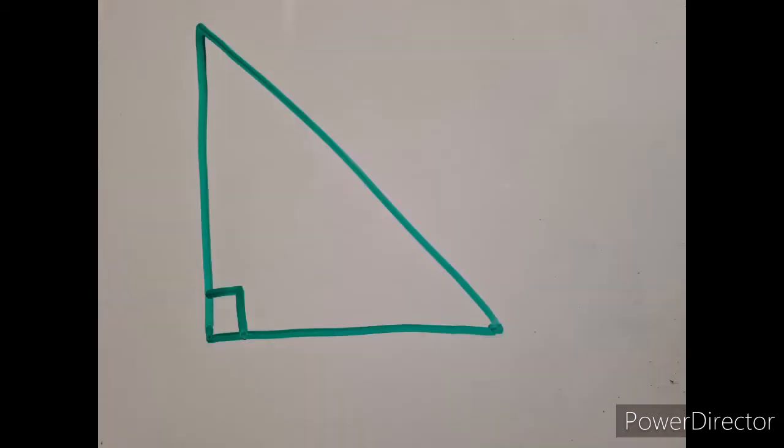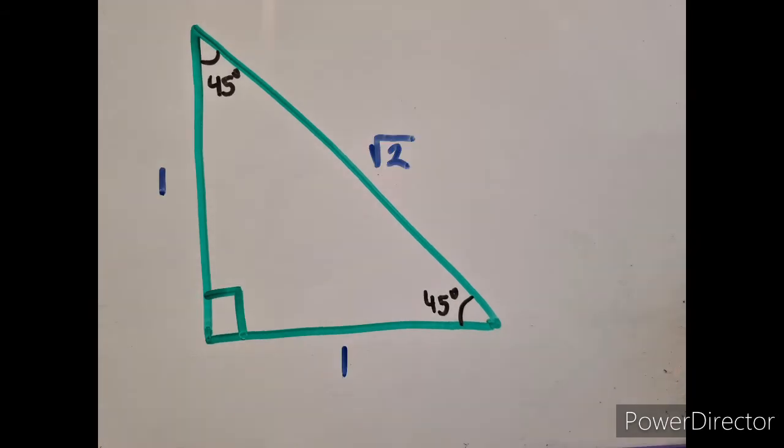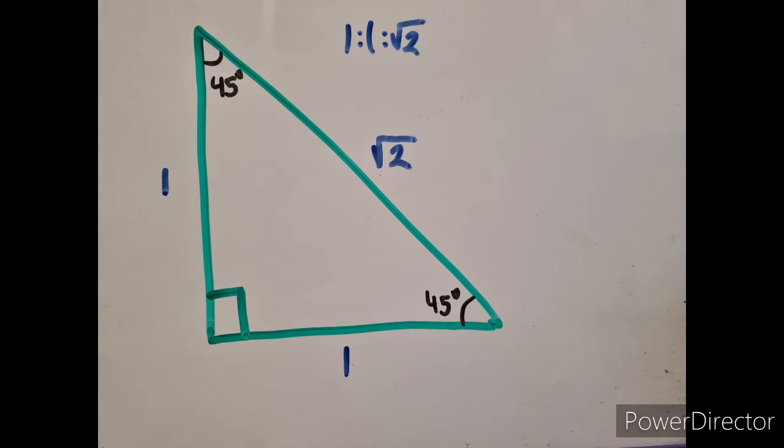Let's draw the first special triangle. And this is a right-angled isosceles triangle. And the two base angles are 45 degrees. And the sides are in the ratio of 1 to 1 to square root of 2. We can use Pythagoras' theorem to prove that the hypotenuse of this triangle is the square root of 2.